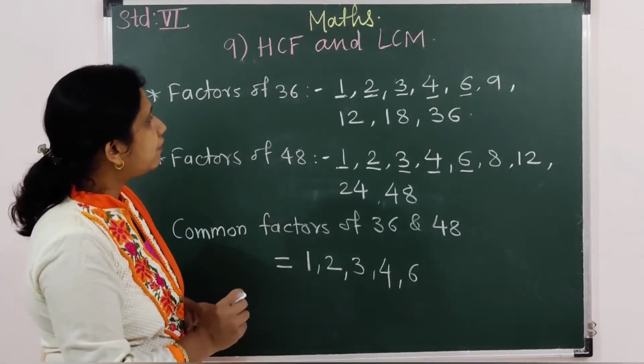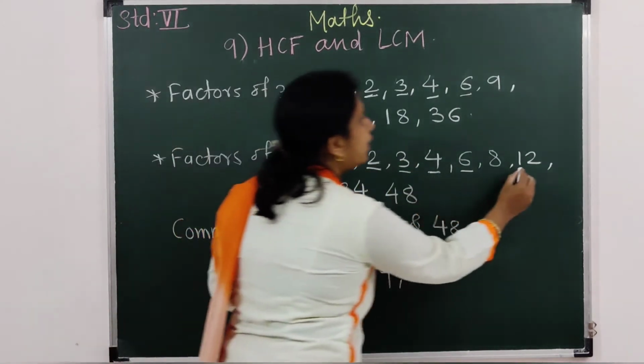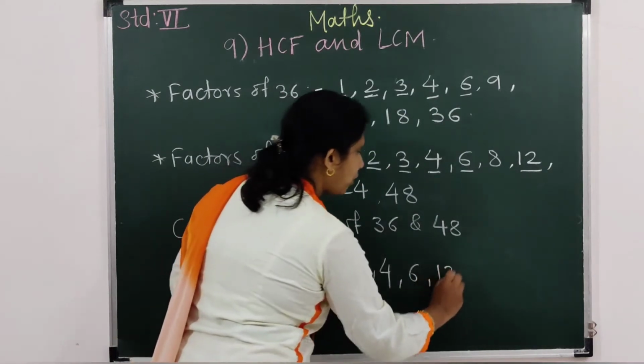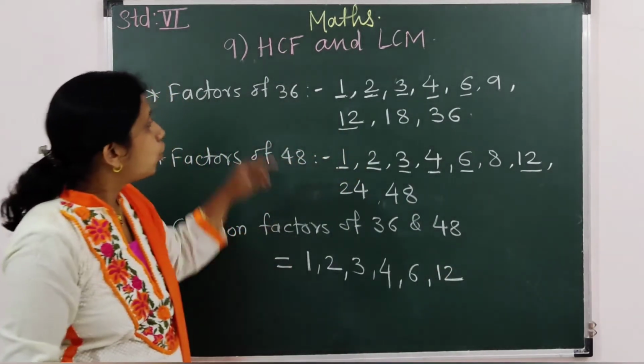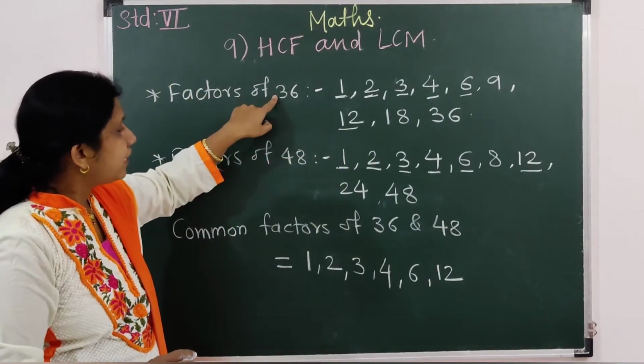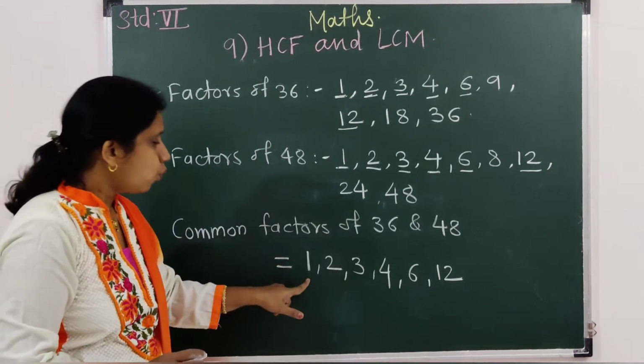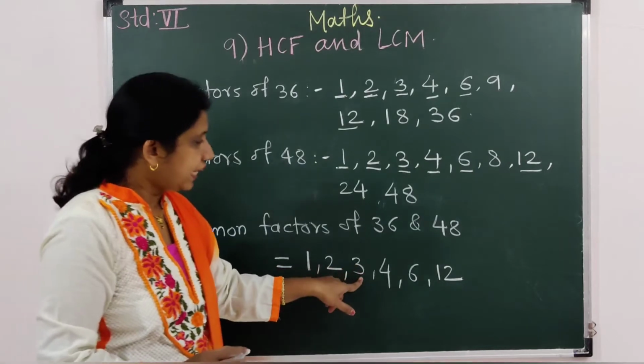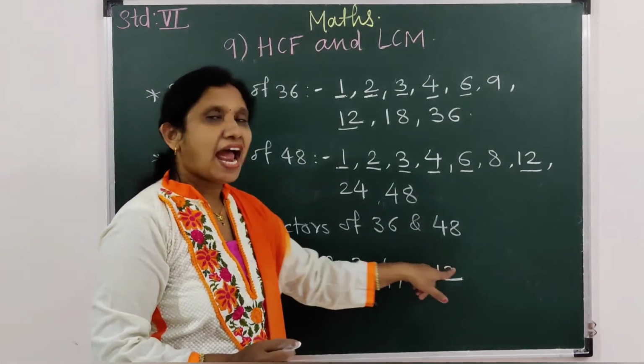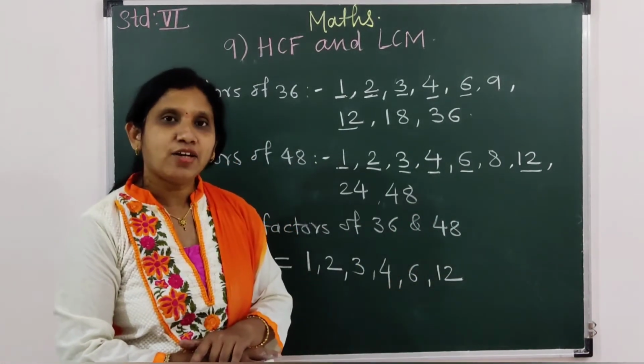Then is there any number? Yes, 12 is there in both the numbers. So what is the common factor again? 12. So for number 36 and 48, common factors are 1, 2, 3, 4, 6 and 12. Is it clear to you all?